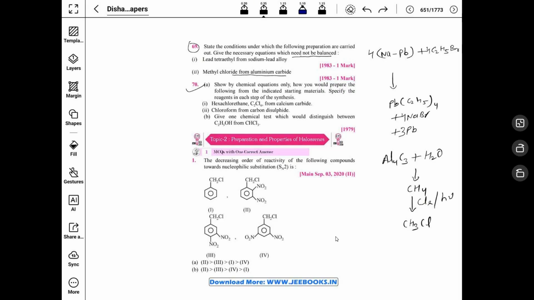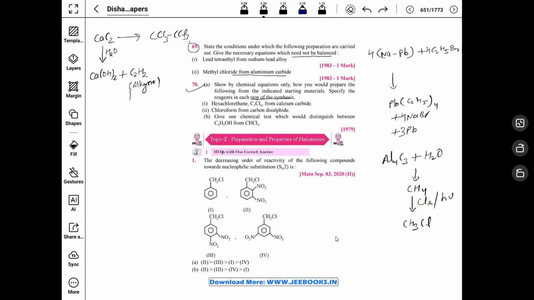Now moving to question number 70. Show by chemical equation only how you would prepare the following from the indicated starting material. Specify the reagents in each step for the synthesis. Hexachloroethane from calcium carbide. So from calcium carbide, we have to get CCl3-CCl3. Calcium carbide on hydrolysis gives calcium hydroxide plus C2H2. This is an alkyne.